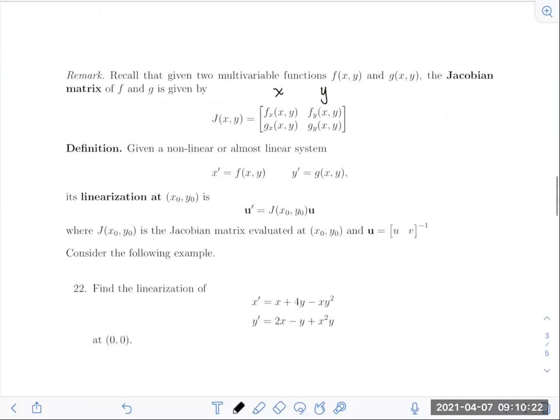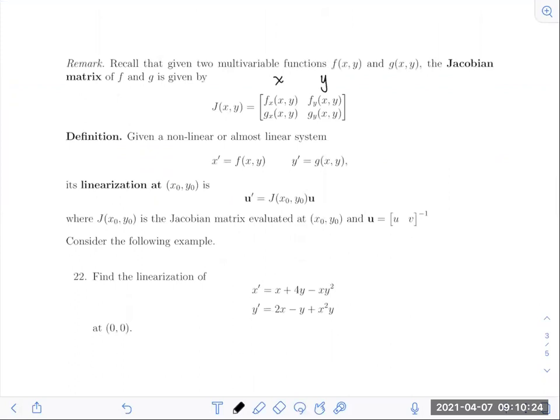And so we're now going to use the Jacobian to help us with nonlinear systems. So I have a definition here. Given a nonlinear or an almost linear system, its linearization at x naught, y naught is the following. So this is a very important equation here. We are switching from an x system. Normally we write x prime equals A x to this u system. U prime equals the Jacobian evaluated at x naught, y naught times u.